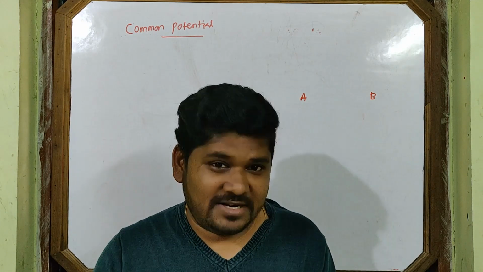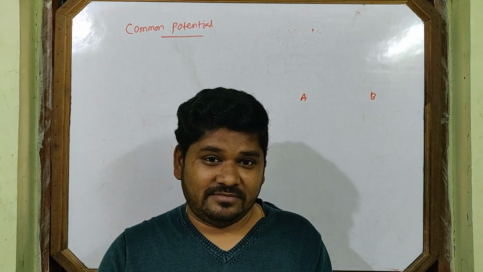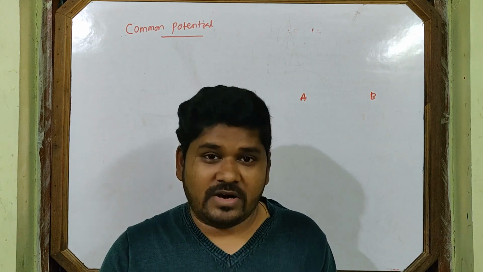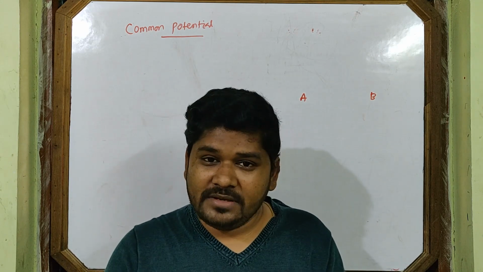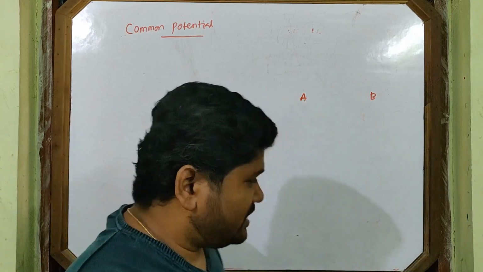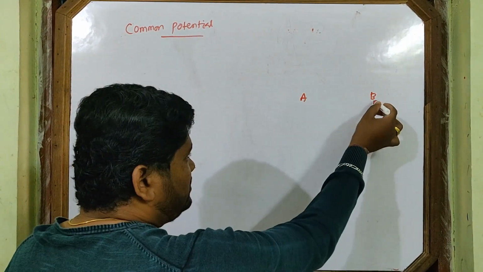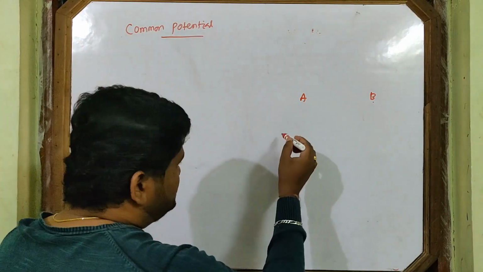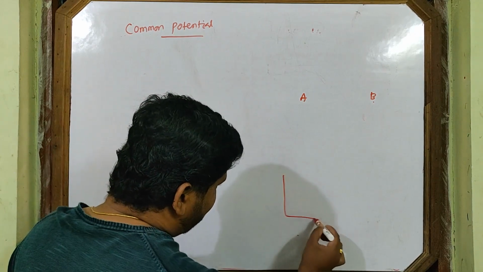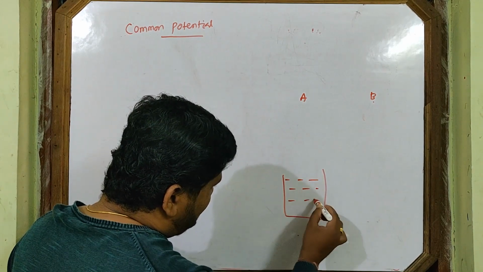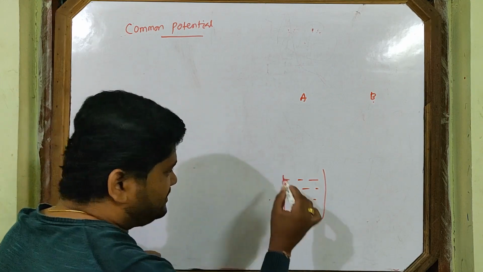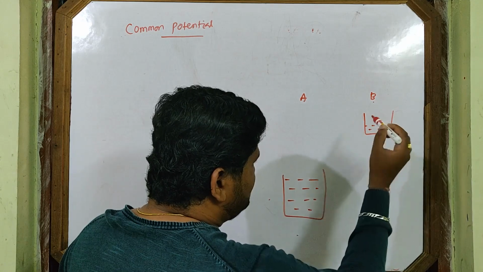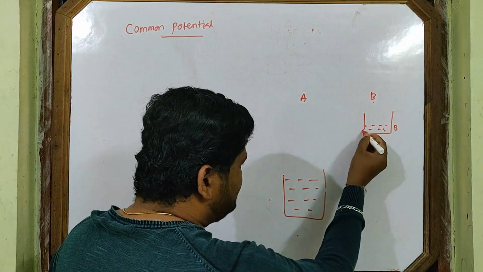You are thinking of the answer. Water will flow from tank A to tank B, because tank A contains more water. Yes? Okay, now let's see. Tank A contains more water, tank B contains less water, and it will connect by a pipe. So tank A is here, it contains more water. And tank B is here, this contains less water. Both are now connected by a pipe. You see.